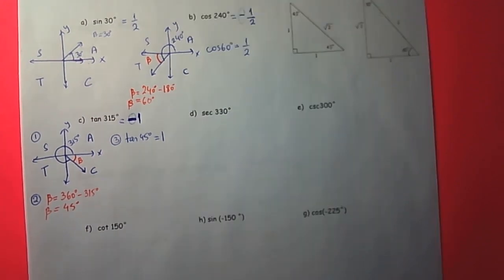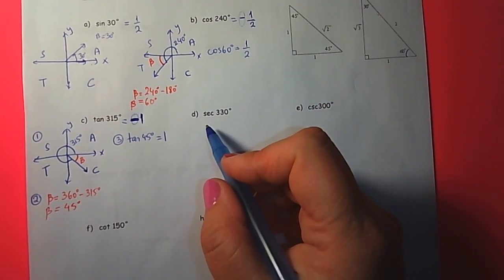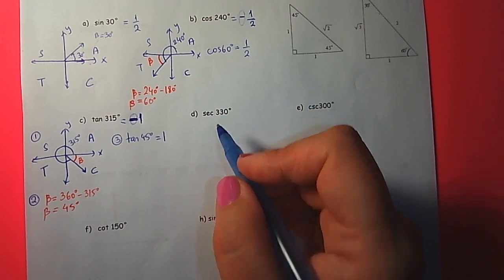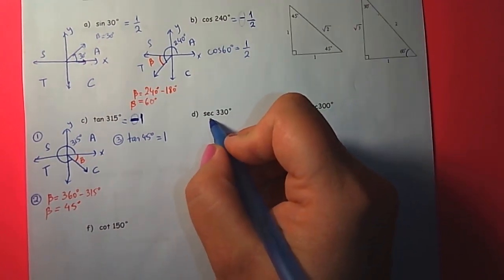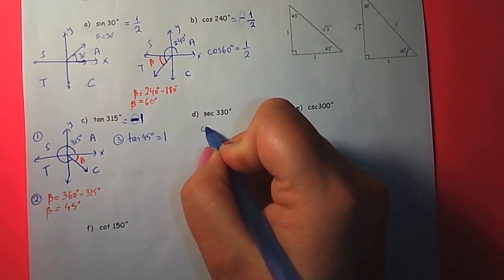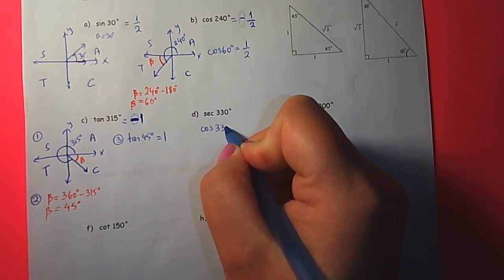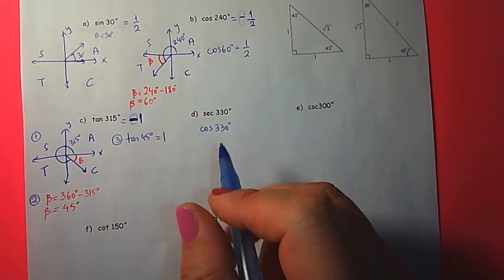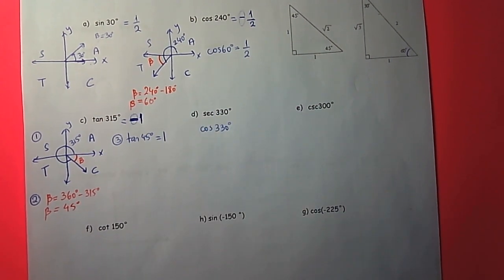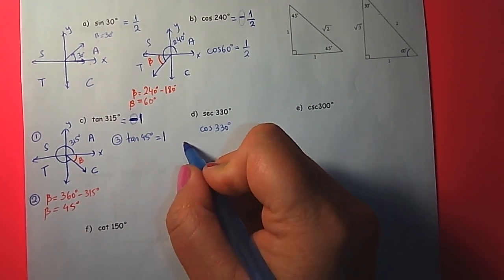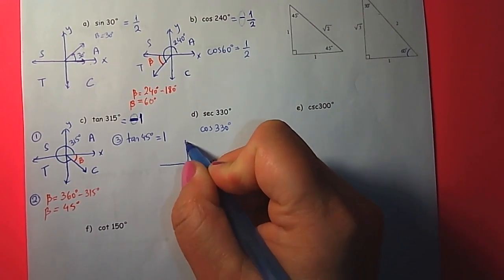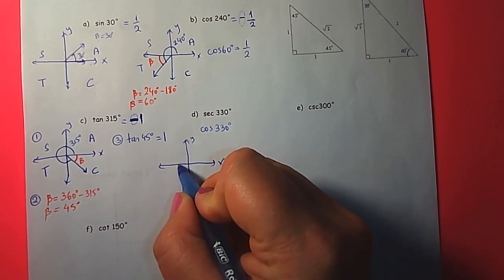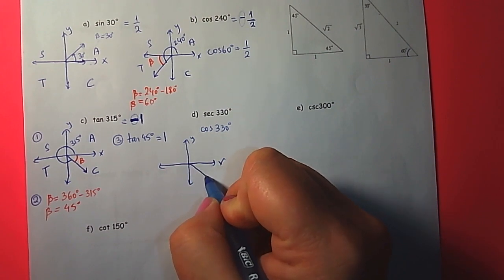Secant 330 degrees. First of all, you have to write the related primary ratio to be able to calculate secant 330. Secant is not a primary ratio; secant is related to cosine. First I am going to find cosine 330, and then I'm going to take the reciprocal of it to calculate secant 330. Again, step 1, sketch the angle. So 90, 180, 270, and 330.